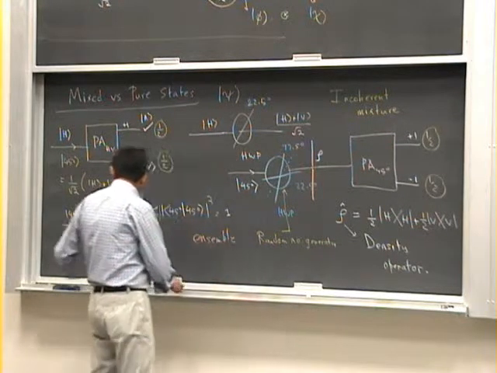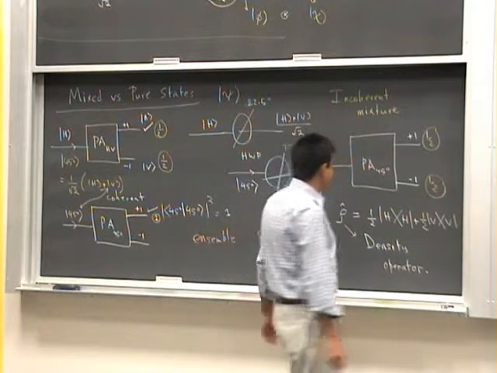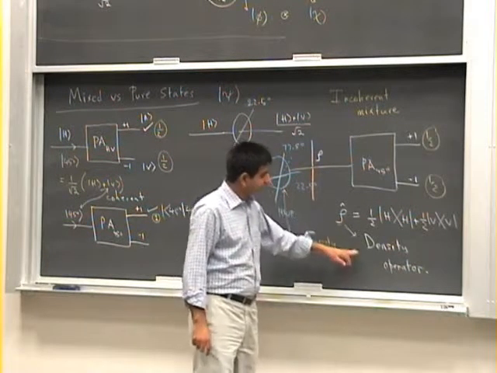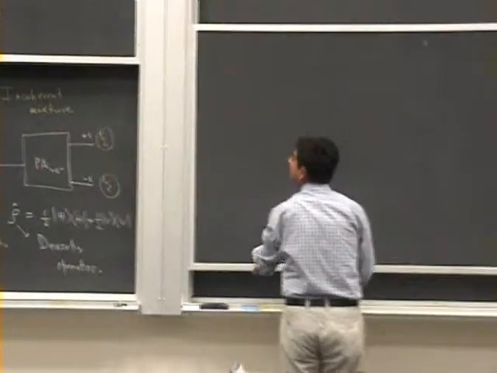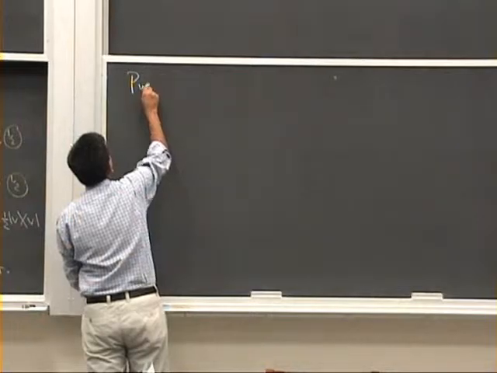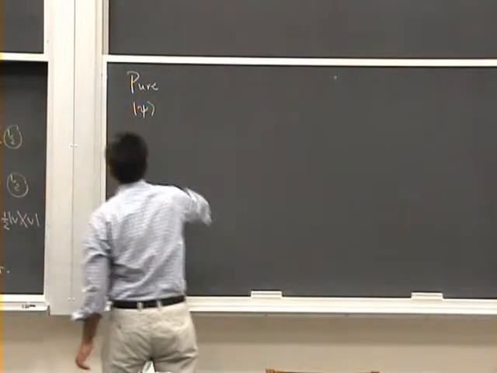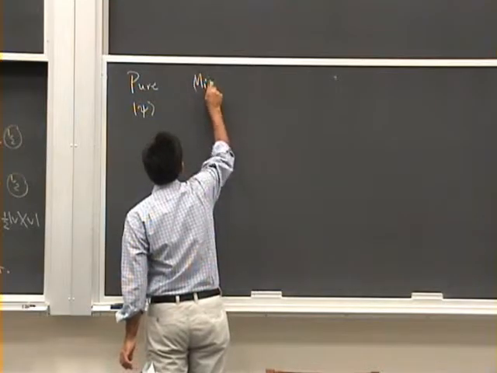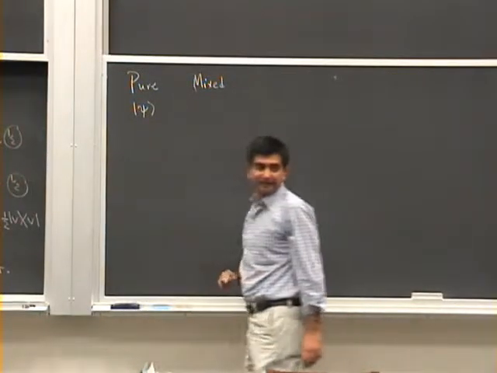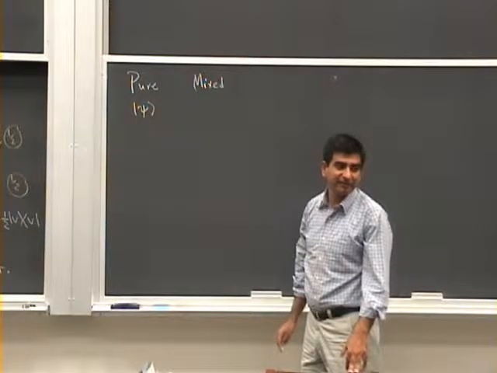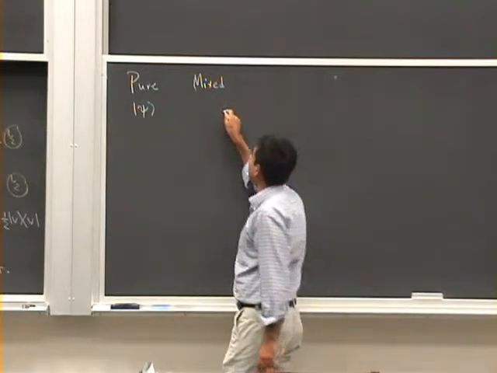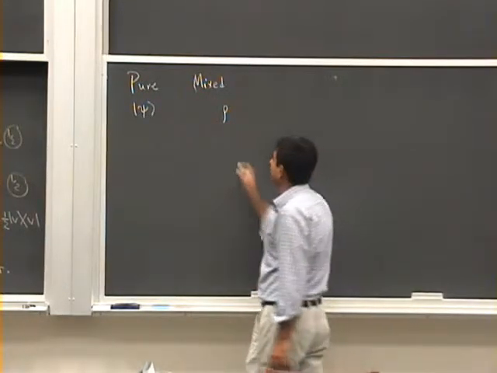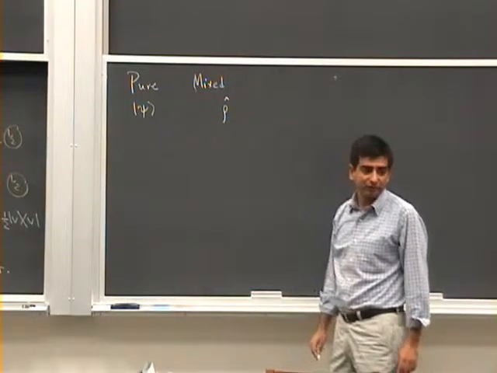Okay? Now, let's look at some properties of density operators. This operator is a density operator, and there are two kinds of states. The pure states are the ones that can be written as kets. The mixed states are the ones that cannot be written as kets. Okay. And they imply incoherent mixtures of states. The only possibility of representing mixed states is from the density operator, which is an operator, that's why I put a hat on top of it.